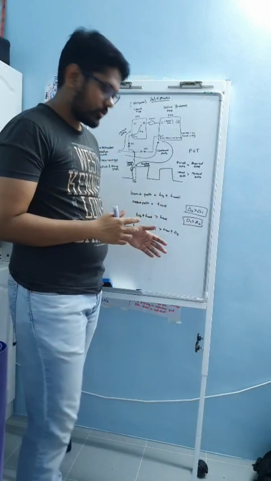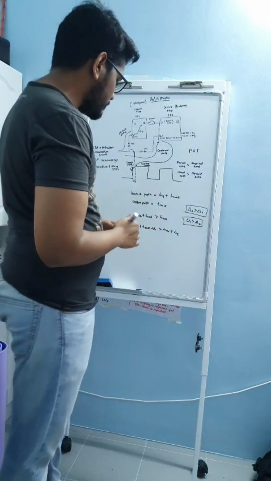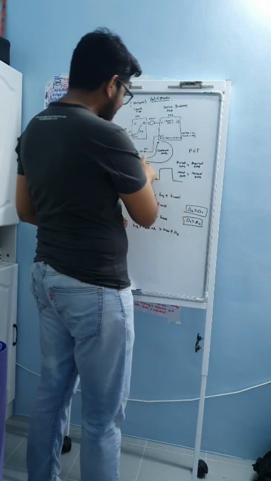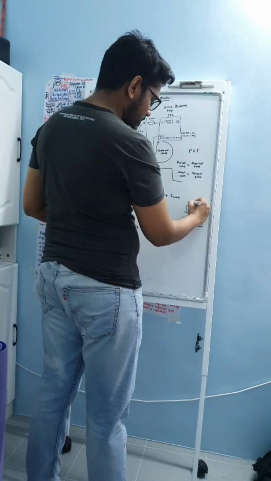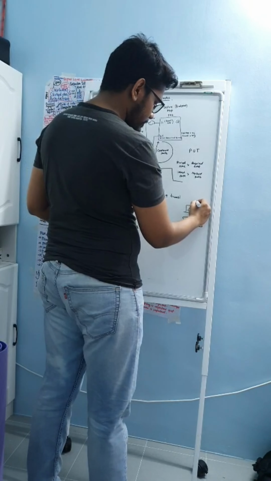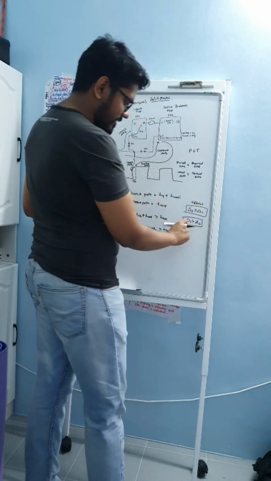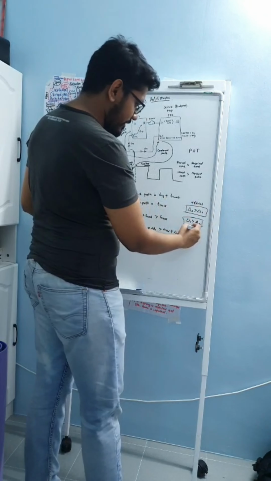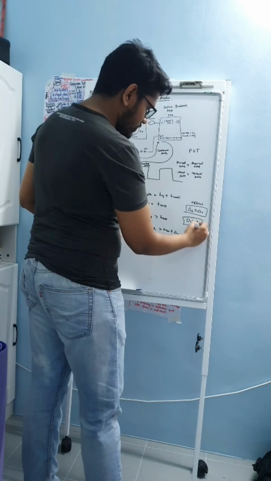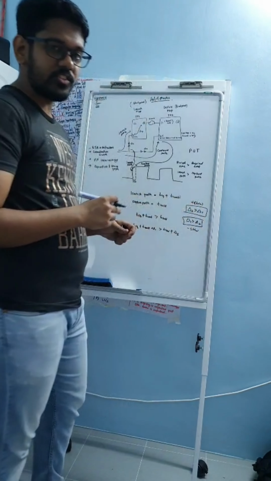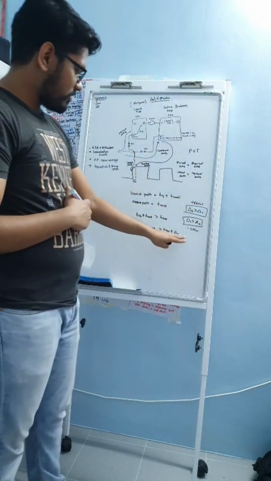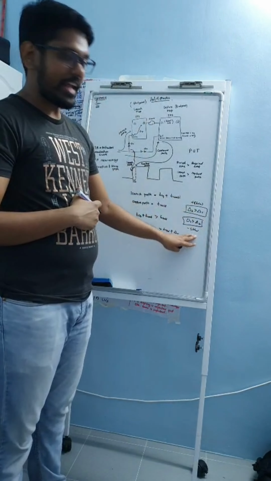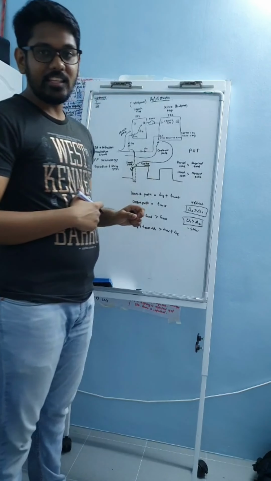So let's continue. As I mentioned earlier, whenever delta 2 is higher than delta 1, this is a positive skew. Whenever delta 1 is more than delta 2, this is a negative skew. Whenever you have a positive skew, it means you are going to hurt your T hold. But whenever you have a negative skew, you are going to have a better T hold.